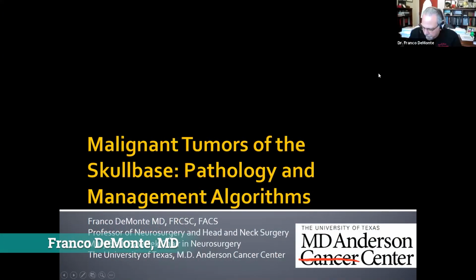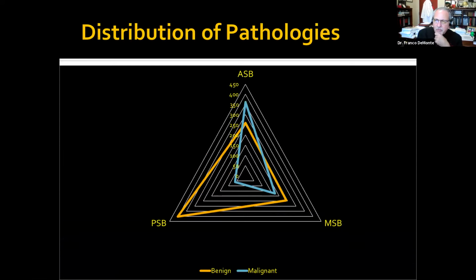So to talk about malignant tumors of the skull base, I just wanted to show you this graphic, which is a one slide snapshot of my practice over the past close to 30 years. What the blue outline shows are the malignancies. You can see how they're skewed towards the anterior and middle skull base, primarily anterior, where very few malignancies occur in the posterior skull base, where predominantly we see benign disease.